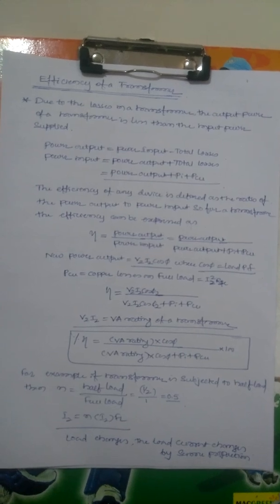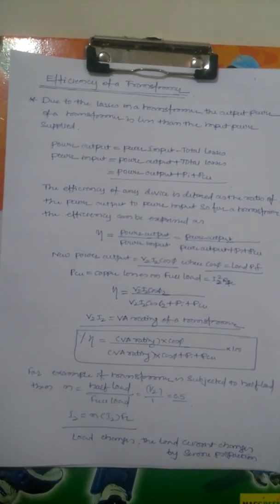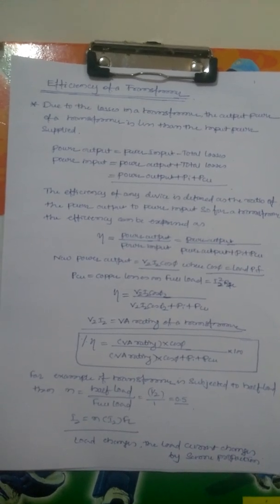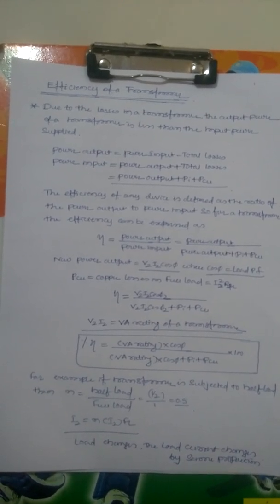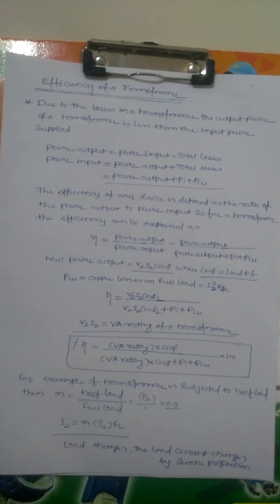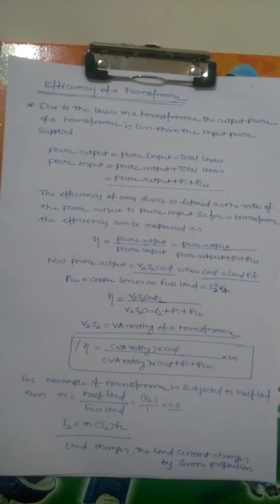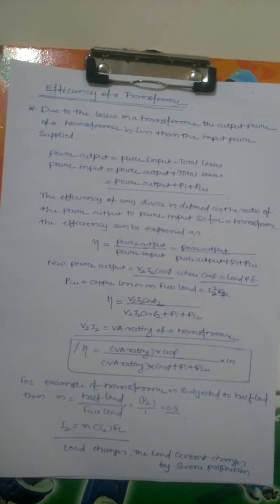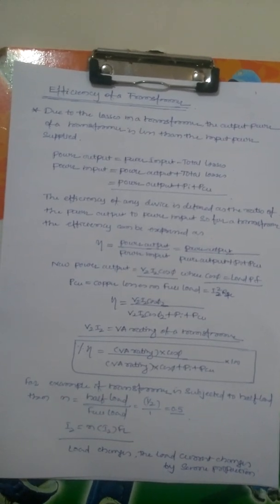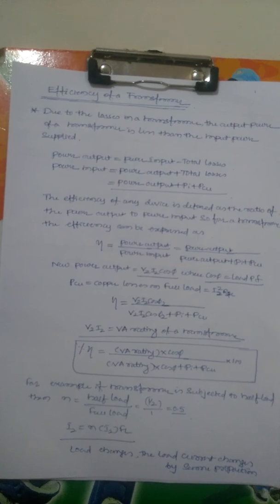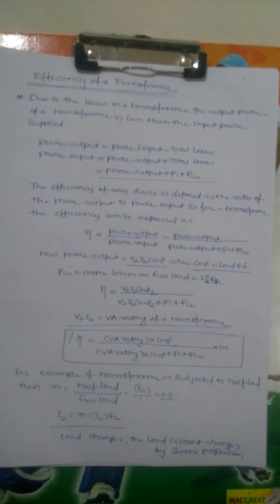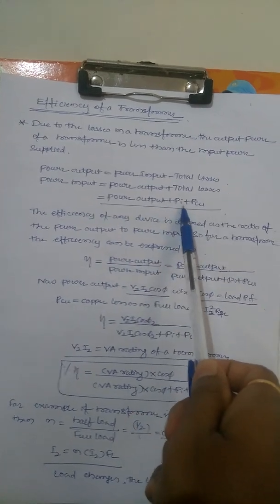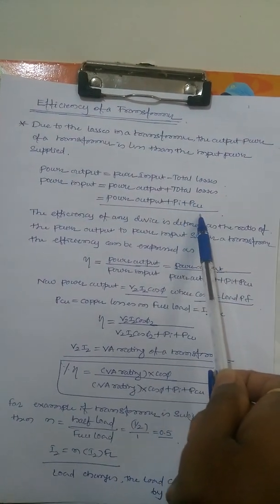Due to the losses of transformer, the output power of transformer is less than input power. Always output power is less than the input power. Here, power output equals power input minus total losses. What are the losses here? Two losses in the transformer, iron loss and copper loss. Power input equals power output plus total losses. That is, input equals power output plus iron loss plus copper loss.